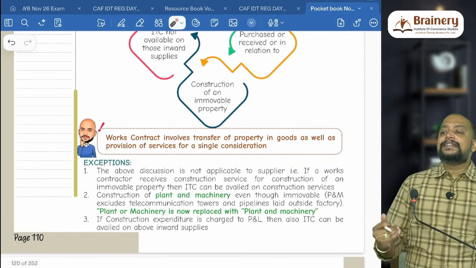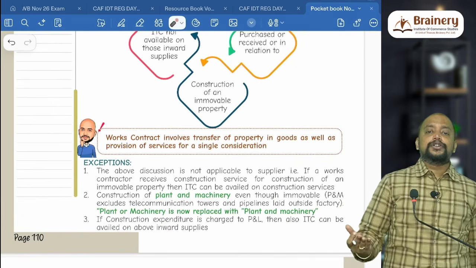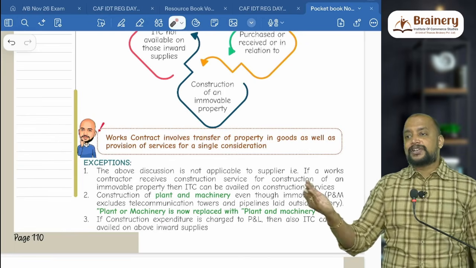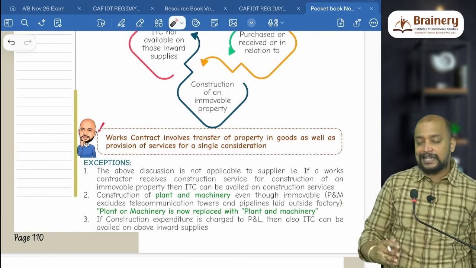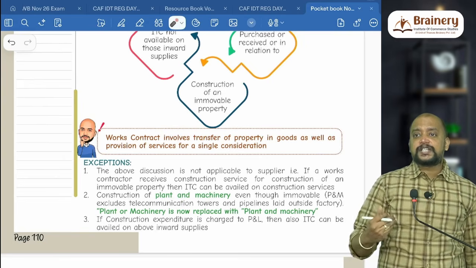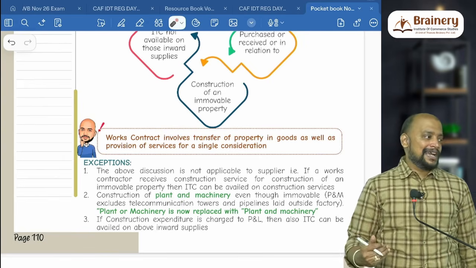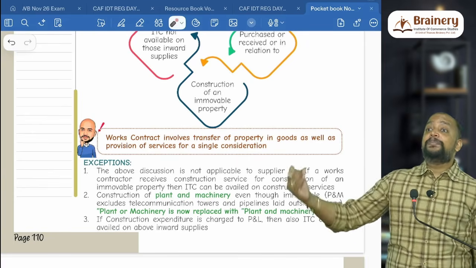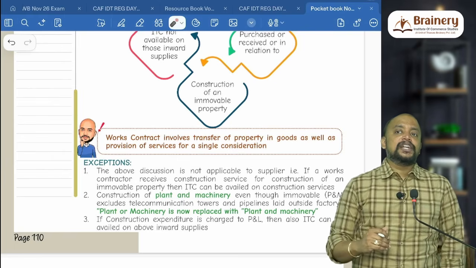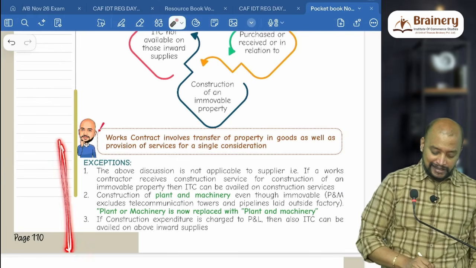Exception number 1: the restriction is only to the owner of the property, but not to the supplier who is providing the construction service or works contract service. They can take the ITC. Second exception: if this expenditure is charged to P&L, then also they can take ITC. Another exception is if this is for construction of plant and machinery, excluding telecommunication towers or pipelines laid outside the factory gate. So these are the 3 exceptions.